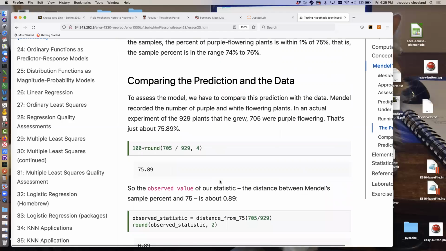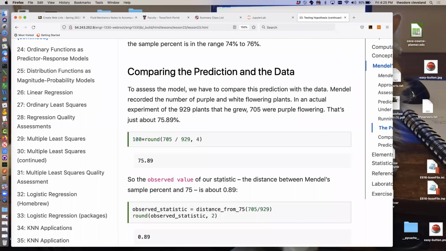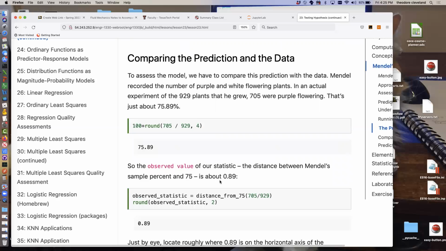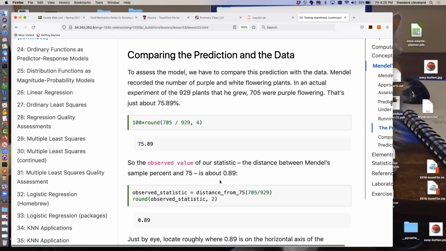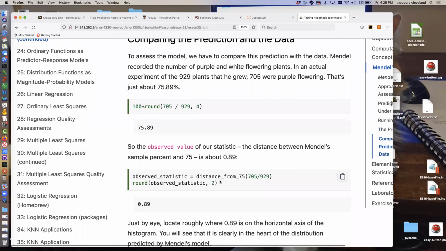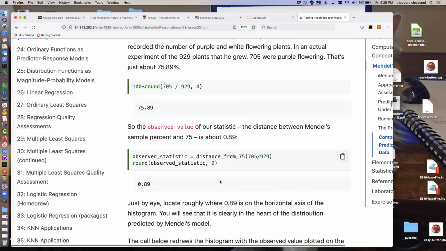And we can actually compare the prediction in the data. So, for example, in one of the experiments that Mendel grew, he got 705 purple flowers, which works out to 75.89%. And because Mendel was dealing with discrete things, he had to have integer values. That's why he came up with 75.